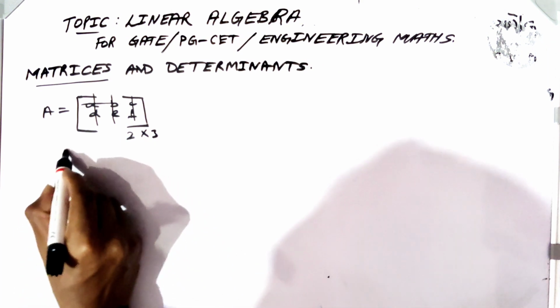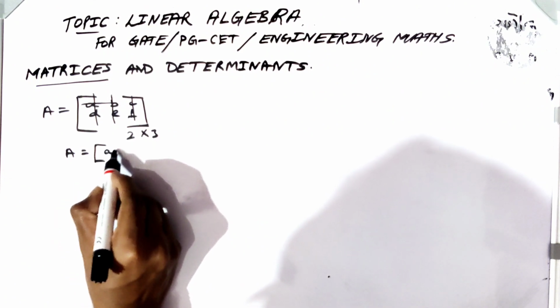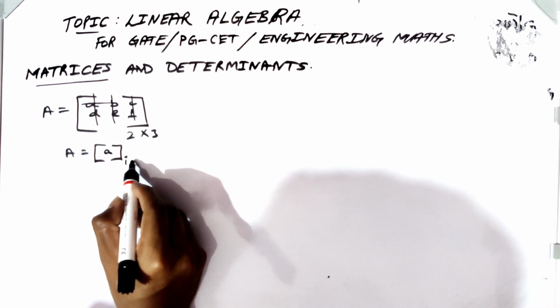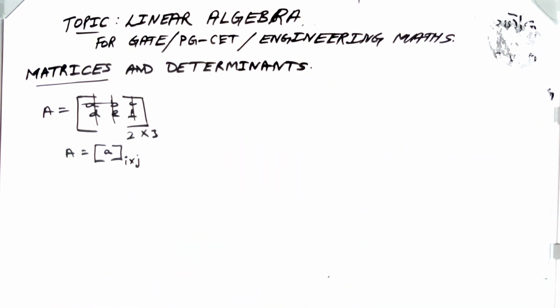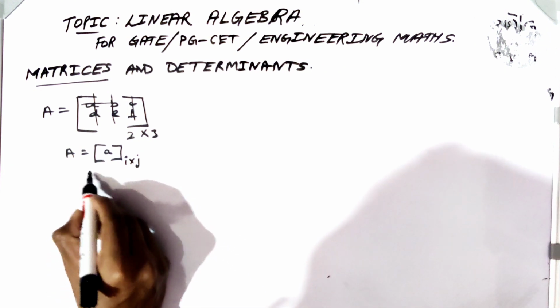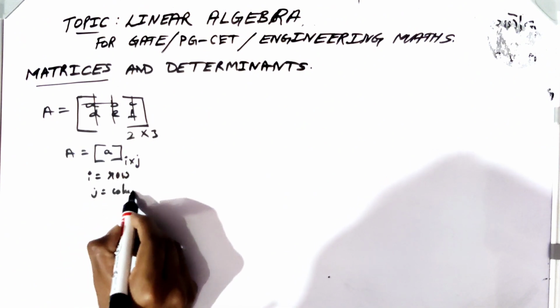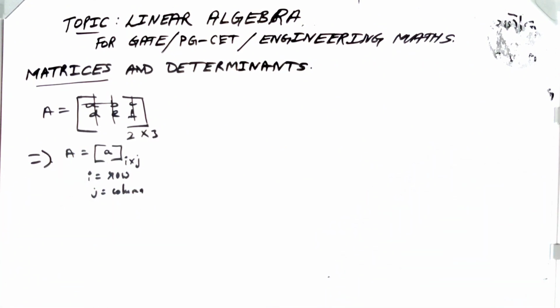The general form of a matrix: if A is said to be a matrix, it should contain certain numbers in rows and columns format. I is the row here and J is the column here. So this is the general representation of a matrix. Now we are going to discuss different types of matrices.